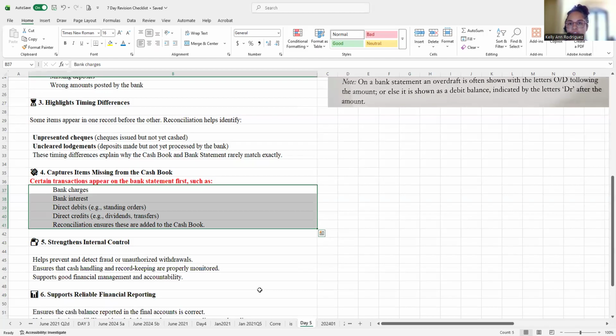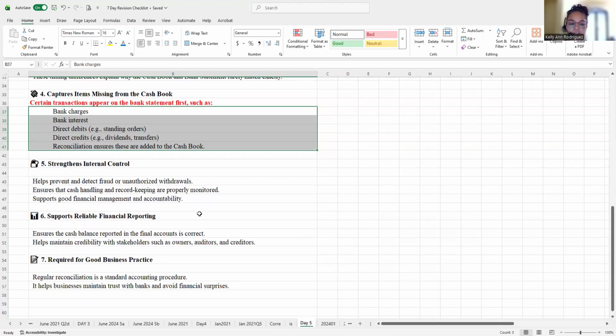So when there are bank charges that you don't have in your cash book, or bank interest, or some standing order, or any transfers or whatnot, and there is something in your bank statement that you need to enter into your cash book, you will have to update your cash book first and get a new balance for your cash book and then do a bank reconciliation. So this part where you capture the missing items from your bank statement into your cash book is very important.